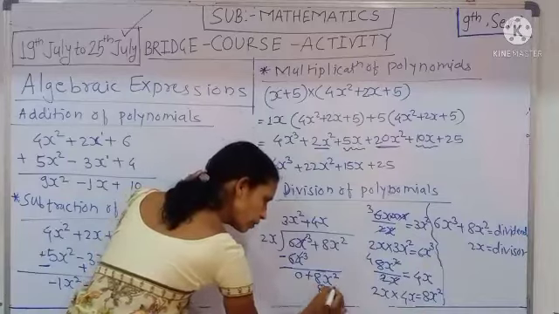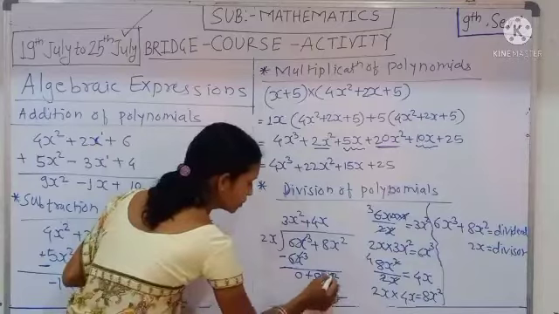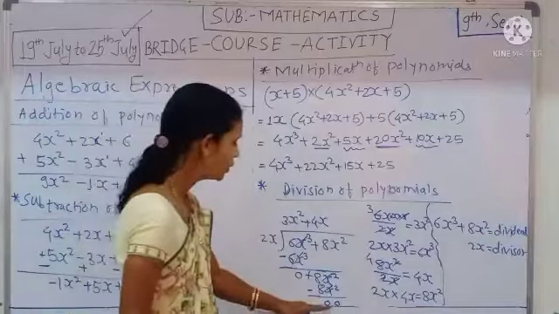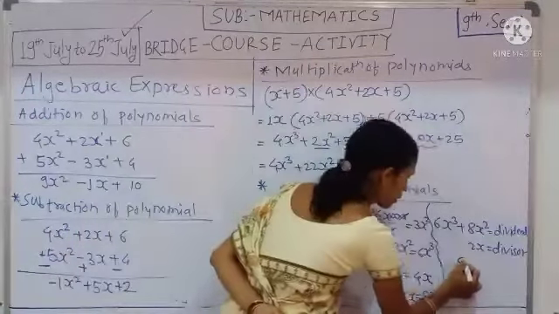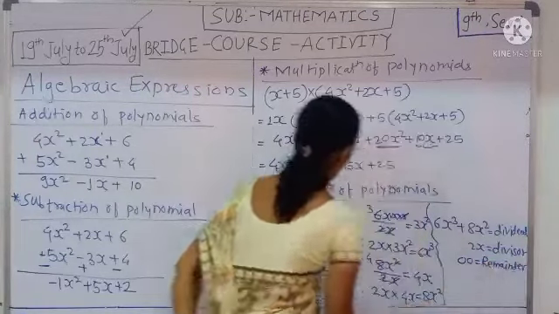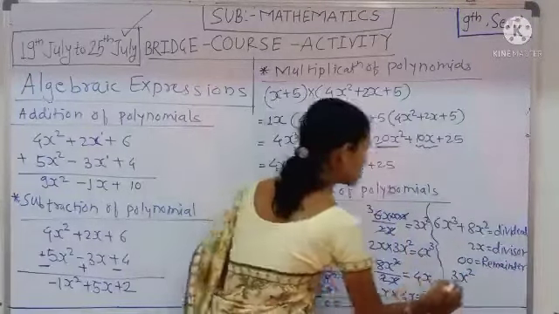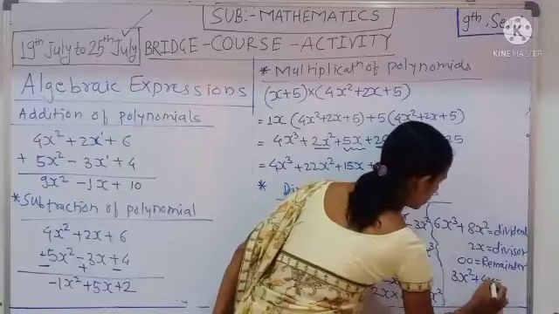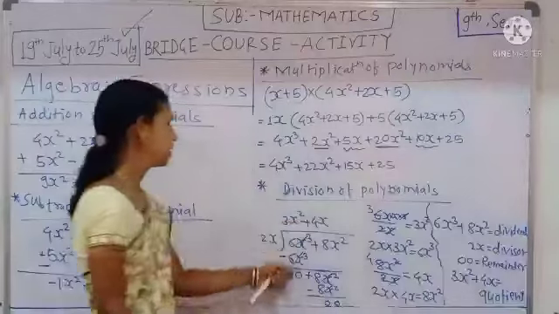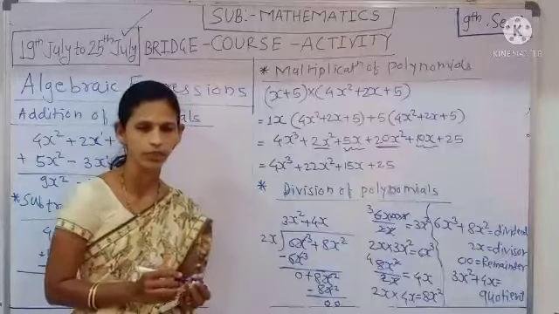Then 8x square we have to write here. Then we have to subtract those terms. Therefore these get cancelled. Then see here, 0 is the remainder. And here the quotient, that is 3x square plus 4x, is the quotient, and that is the answer, that is the solution of one of the examples of division of polynomials.